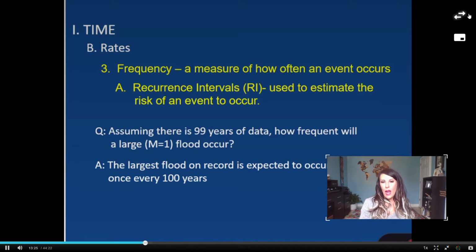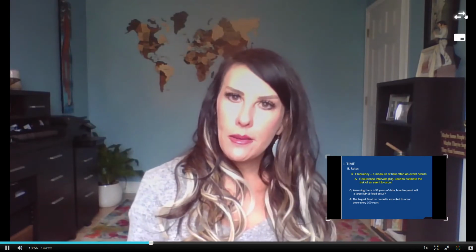And so let's go ahead and practice. Assuming there is 99 years of data, so n is 99 years, how frequent will a large magnitude 1 event occur? So in this case, you take 99 years of data plus 1 and you divide it by 1. So you're going to end up with 100 years. And so what that 100 years means is the largest flood on record is expected to occur once every 100 years.